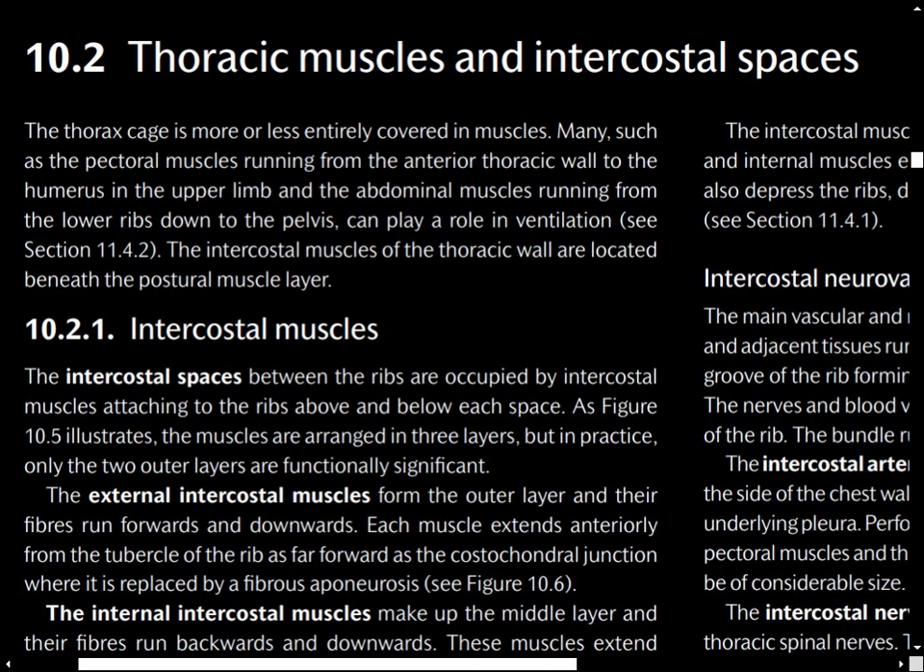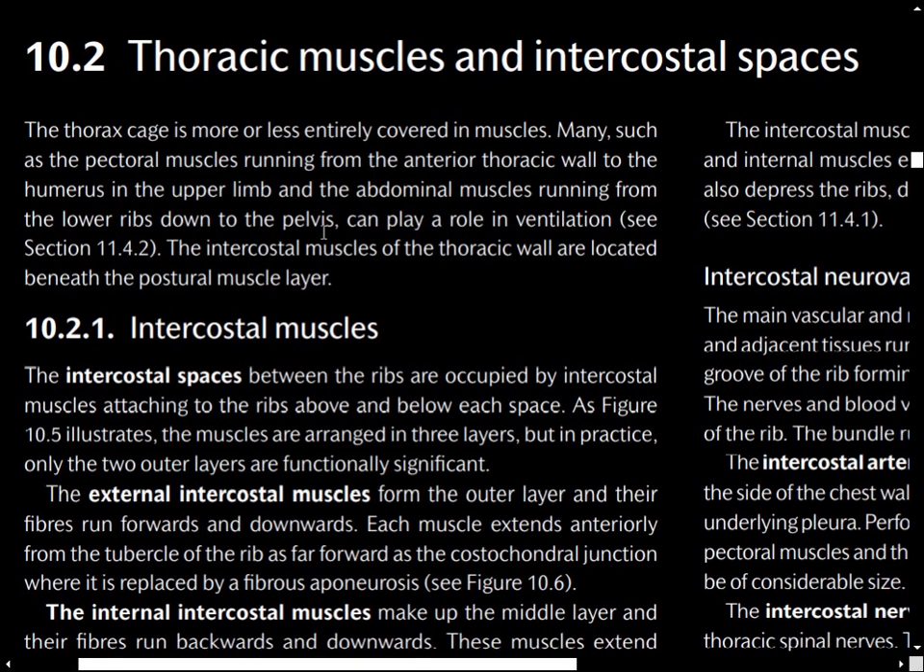The thoracic cage is more or less entirely covered in muscles, mainly the pectoral muscles running from the anterior thoracic wall to the humerus in the upper limb, and the abdominal muscles running from the lower ribs down to the pelvis, which can play a role in ventilation. The intercostal muscles of the thoracic wall are located beneath the postural muscle layer.